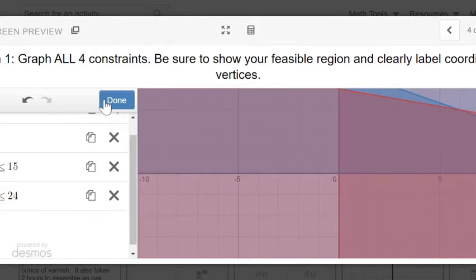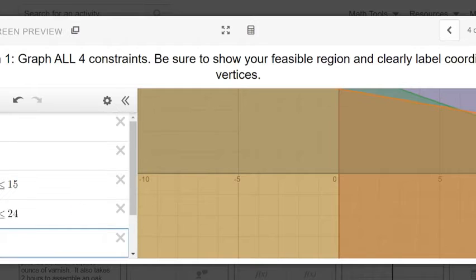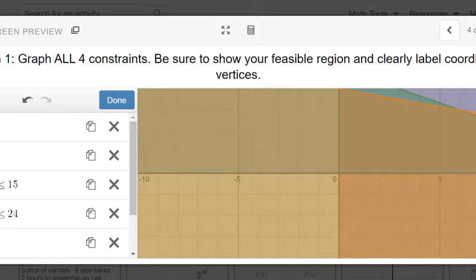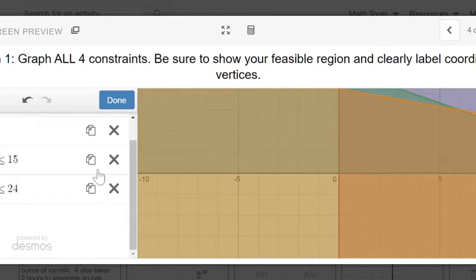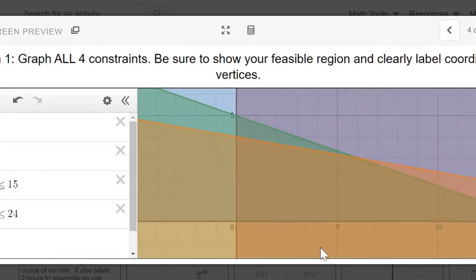All right, so I'm going to change some colors here. This one I'm going to make green, and this one I'm going to make orange. Again, how I did that with the colors, I clicked right here, and then you click on the color, and you can change it to whatever you want to. Click done. So now I'm going to drag this over so I can see.